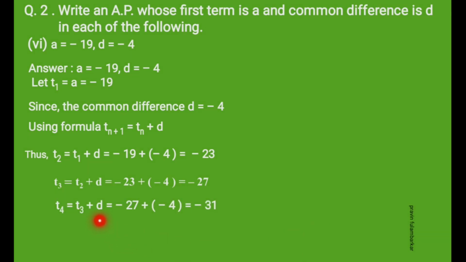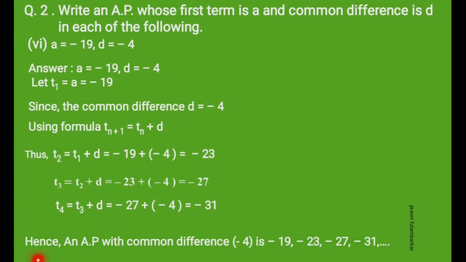For the fourth term we write the formula T4 equals T3 plus D. T3 is minus 27, D is minus 4. So after adding, minus 27 minus 4, we get minus 31. So we write here: hence an arithmetic progression with common difference minus 4 is minus 19, minus 23, minus 27, minus 31 and so on.